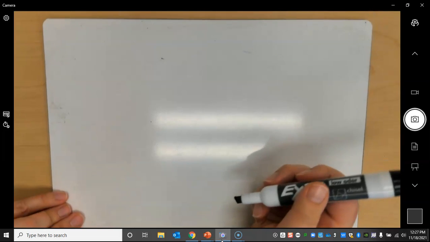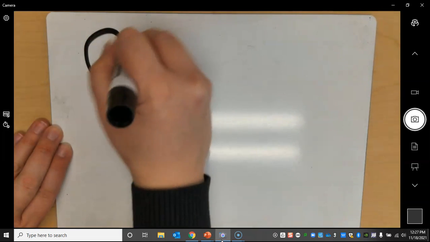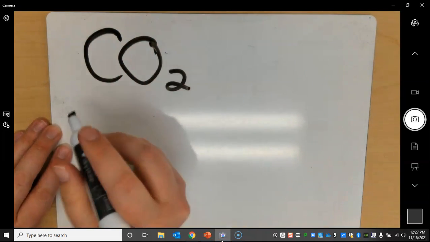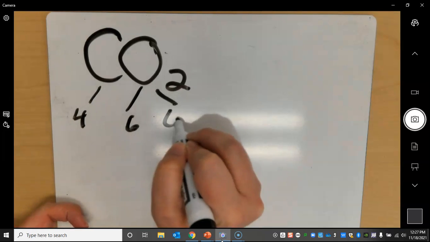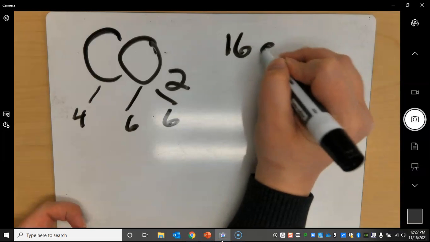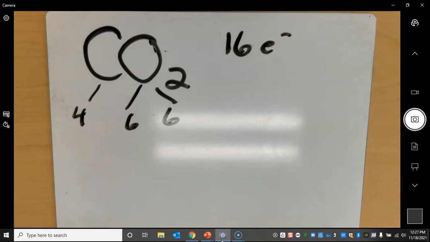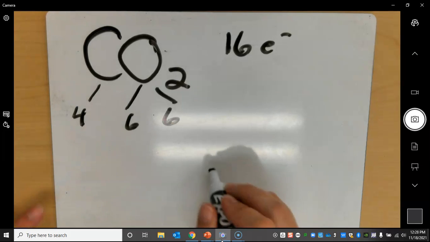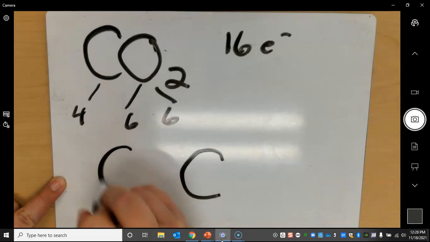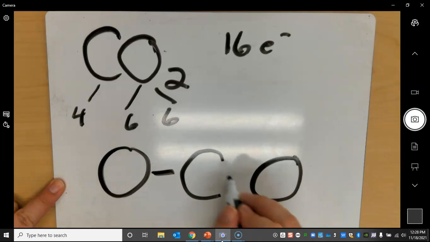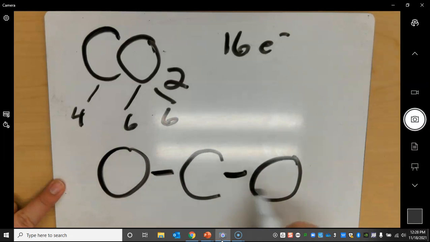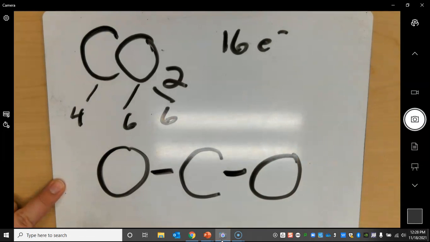All right, so carbon dioxide, CO2. All right, so first I'm going to count my valence electrons. Now carbon has 4, and each oxygen has 6. So I have a total of 16 electrons. All right, now my central atom, I know that carbon's always the central atom, but also carbon is less electronegative. So carbon's going to go in the middle, and I have oxygens on either side. All right, so I'm going to start with single bonds. So I've used 4 electrons, so I have 12 remaining.